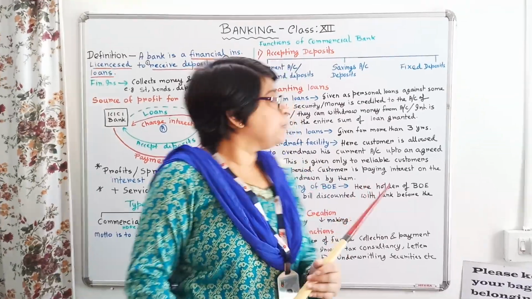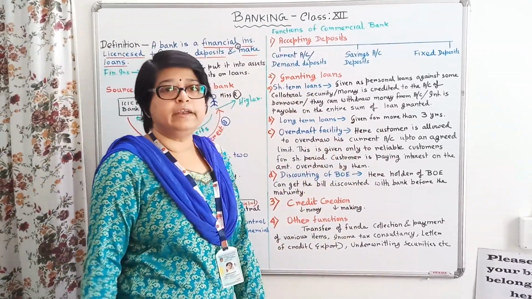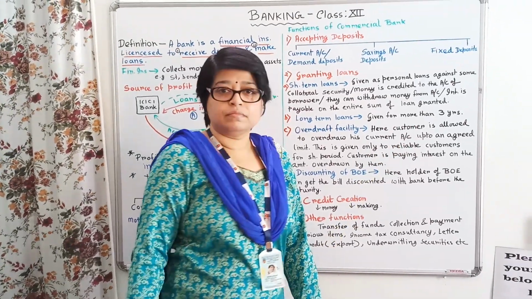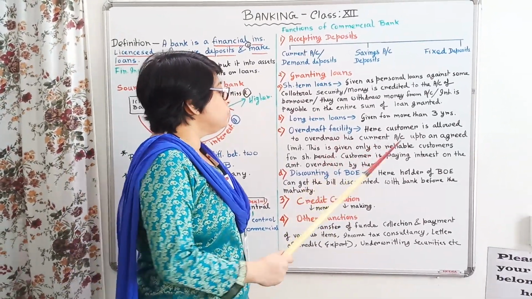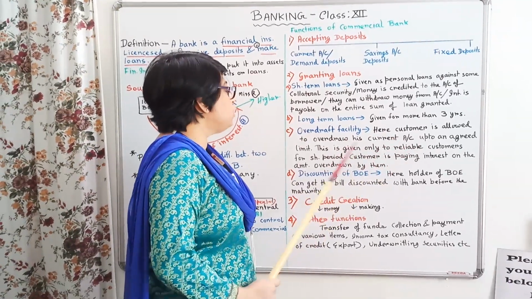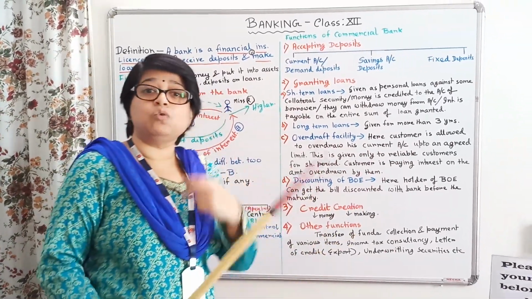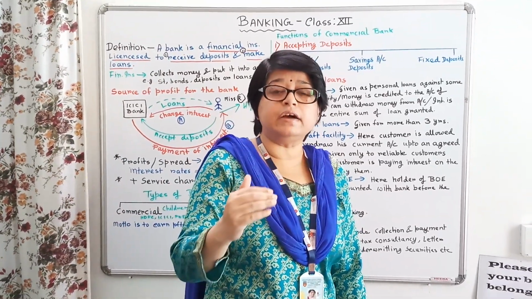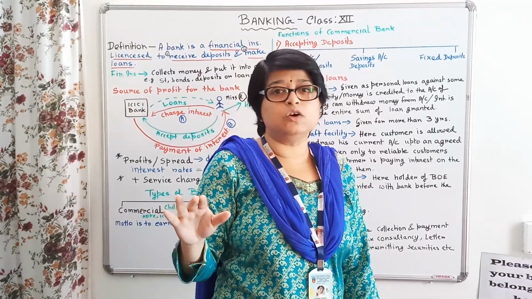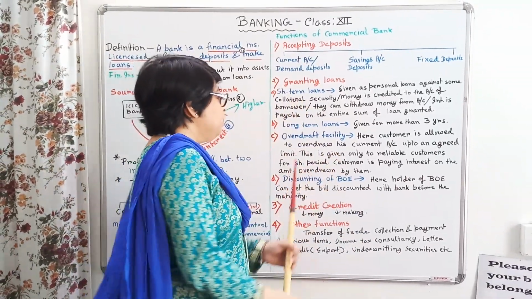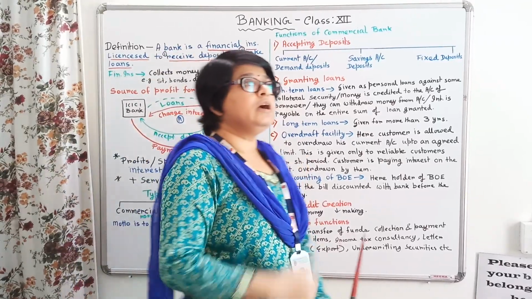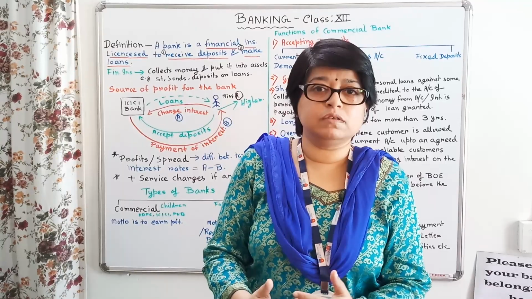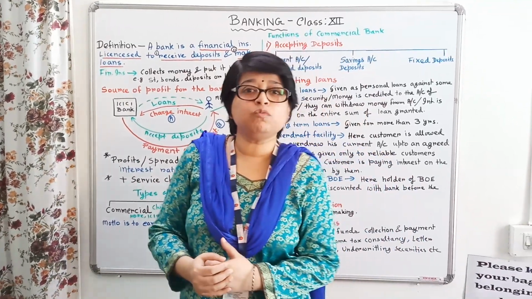Is that clear? Next thing is overdraft facility. Now what is overdraft facility? Here the customer is allowed to overdraw his current account up to an agreed limit. First point, the overdraft facility is available with the current account. Is that clear? For the savings account, we are not going to get the overdraft facility. I will explain why. Because this current account is generally maintained by the businessman, and for doing the business for day-to-day purposes, they need a huge amount of money.